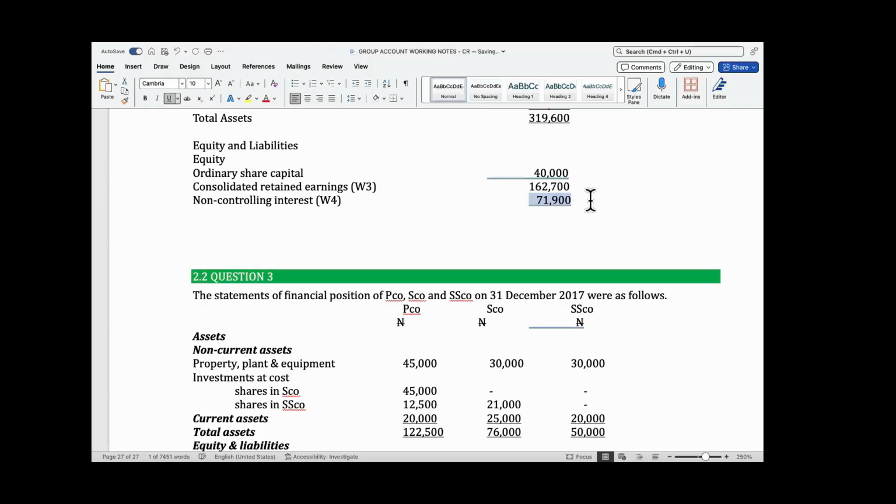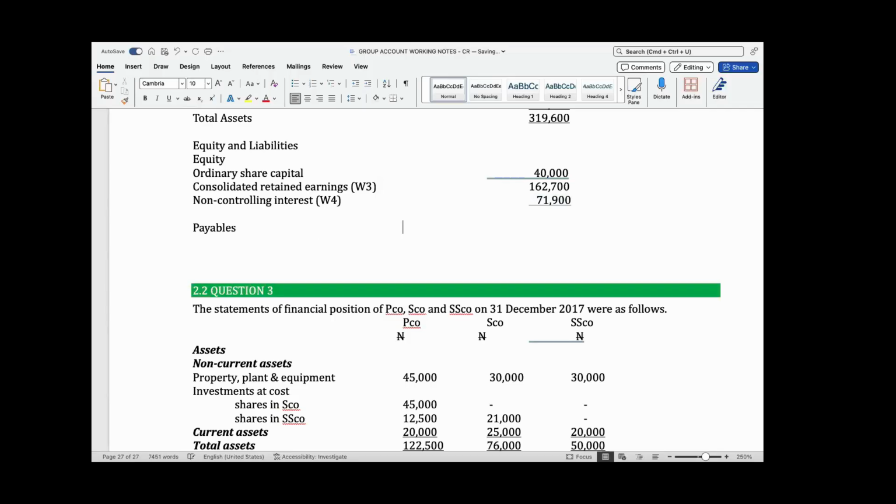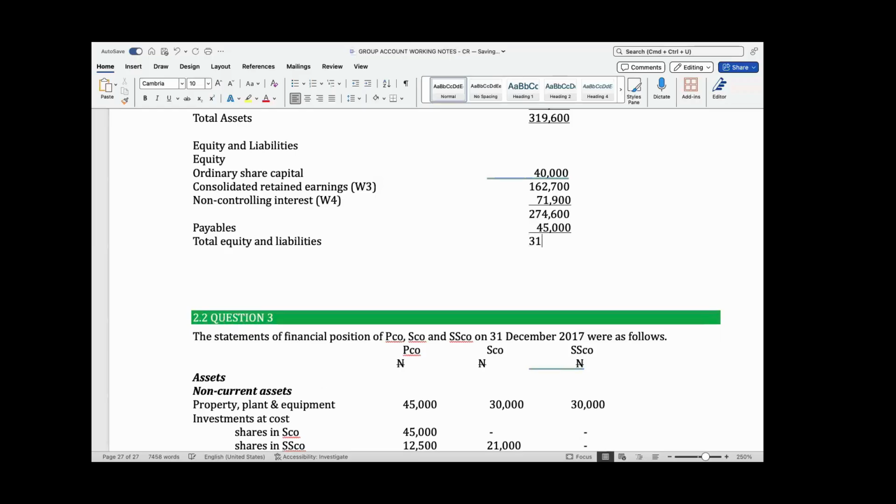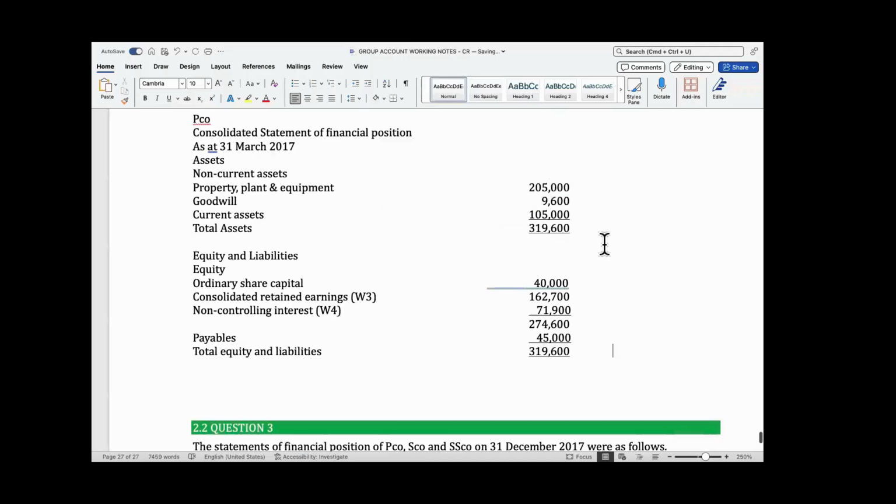Then payables, 45,000. Let me add this. Give me the figure for equity. 40 plus 162 plus 71. 274,600. Okay, 319,600. All right.